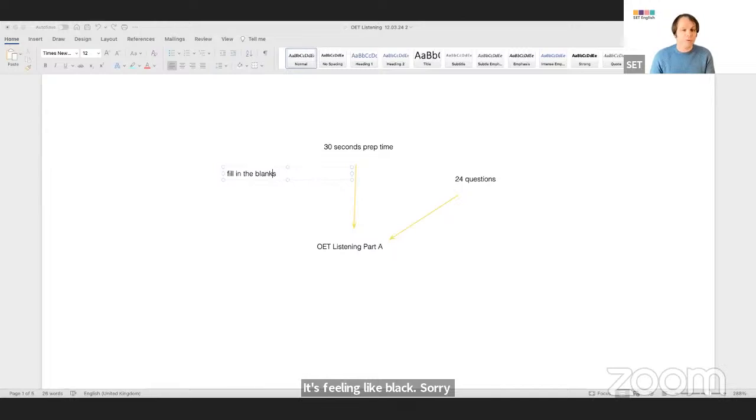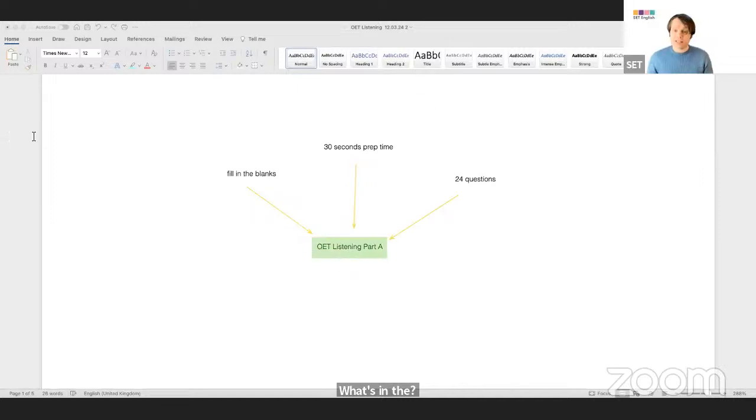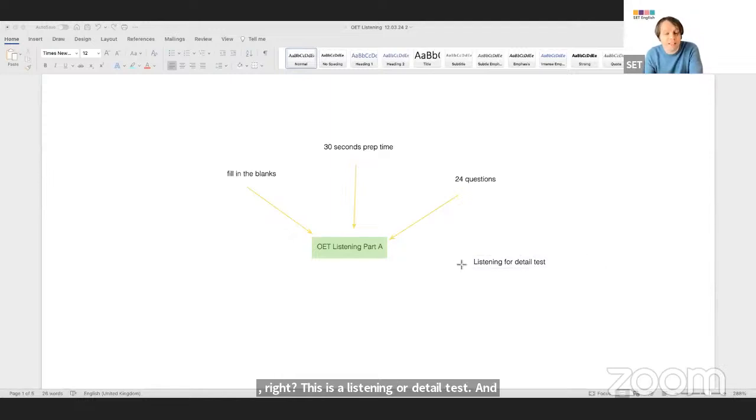Amajan, can you tell us what are they trying to test us on? I think they are trying to test our ability to get notes, detail. Taking notes, listening for detail. Right, this is a listening for detail test. And actually, guys, if you look at the very old OET tests, it used to be just note taking, no gap fill. It used to just be note taking. Okay, so you got 30 seconds prep time.